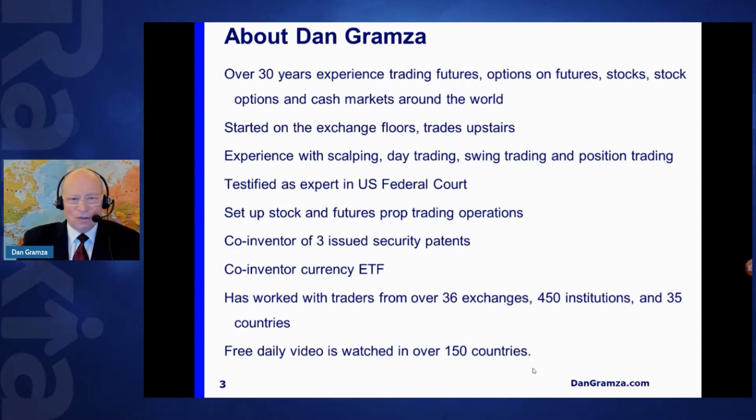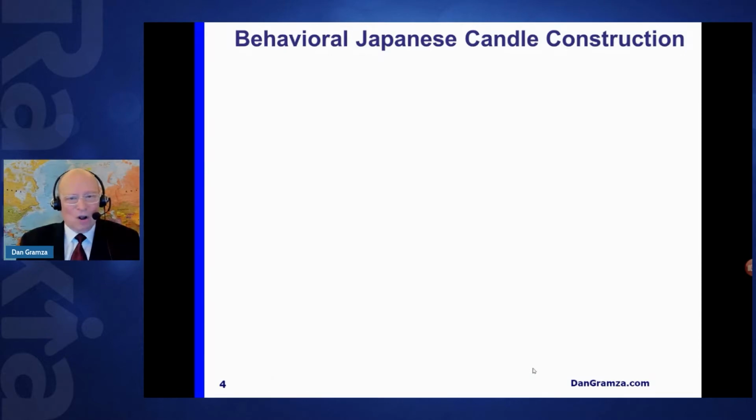So let's take a look at what I call behavioral Japanese candle construction. I'm sure many of you are familiar with Japanese candles. And I would like you to take those ideas and just put them aside while you and I are exploring this approach. Also, for those of you not familiar with Japanese candles, what we're going to be doing here is not the typical way to describe a candle.